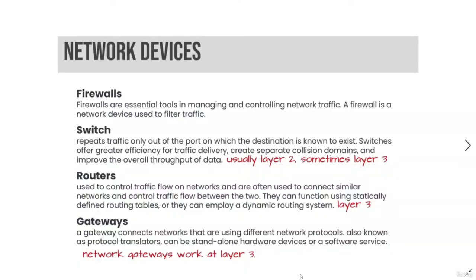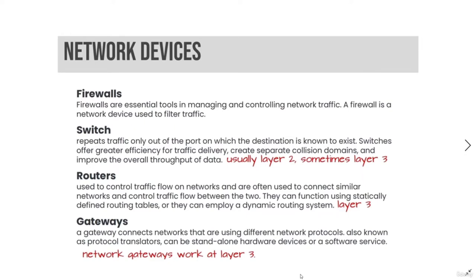So next, let's look at common network devices. Network devices include firewalls, switches, routers, and gateways. Firewalls are essential tools in managing and controlling traffic. A firewall is a network device used to filter traffic. Switches repeat traffic only out of the port at which the destination is known to exist. Switches offer greatest efficiency for traffic delivery, create separate collision domains, and improve the overall throughput of data. They usually occur on the OSI model at layer 2 too.